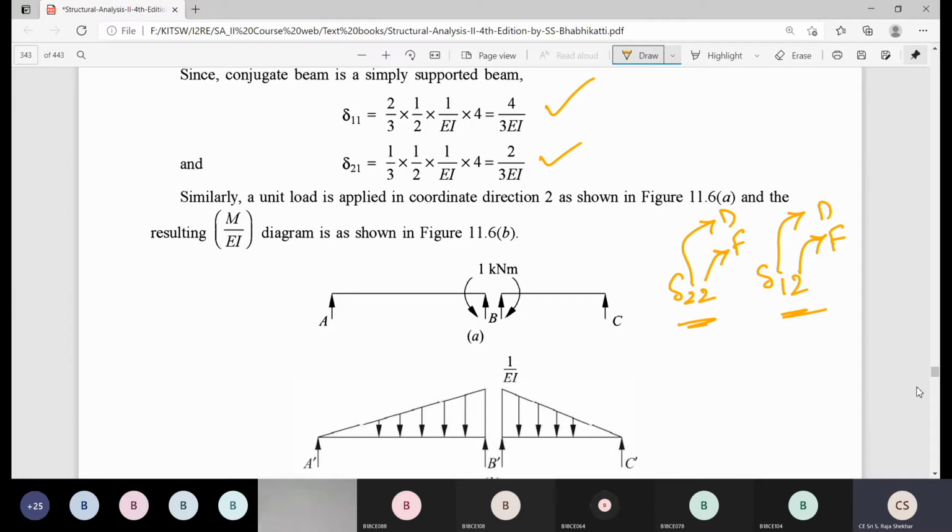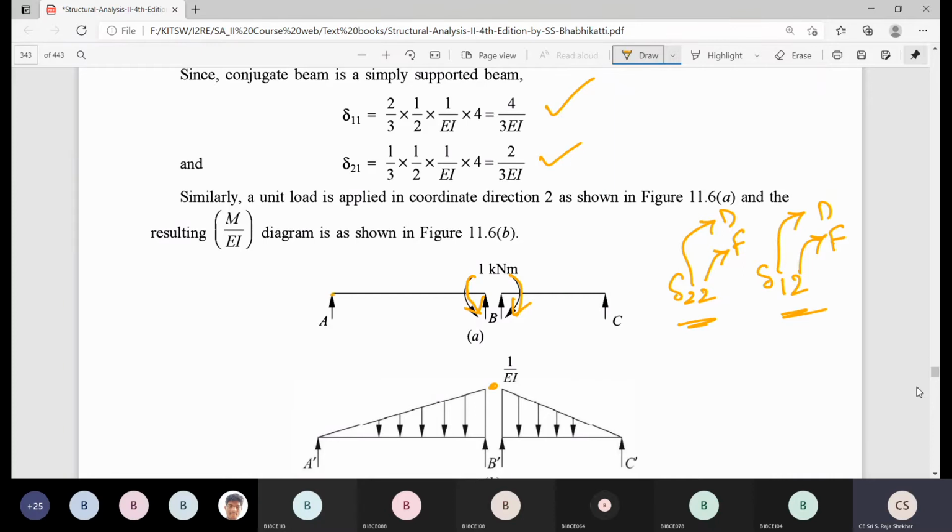That is, just remove the unit force at coordinate direction 1 and apply unit force at coordinate direction 2. For this, we need to draw the bending moment diagram. So by applying it this way, the moment here is 1 kilonewton meter.